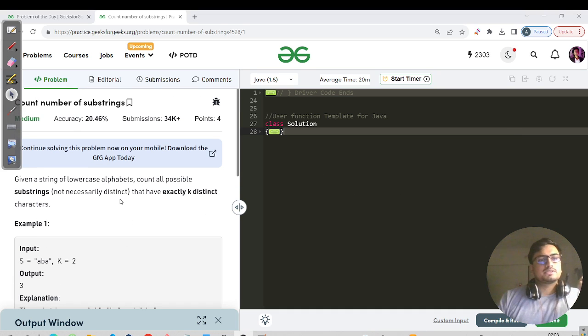Given today's question name is count number of substrings. We have been given a string of lowercase alphabets. We need to count all possible substrings, not necessarily distinct, that have exactly k distinct characters, right?